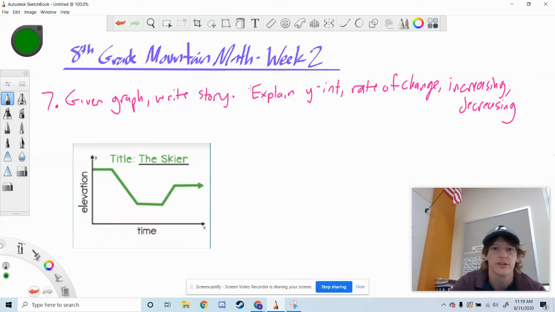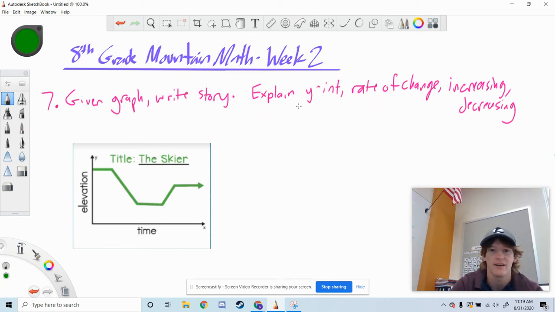Eighth grade Mountain Math, Week 2, Number 8. Our directions say, given story, sketch graph. We're not given a story on this one, so we're given a graph. It also says, given graph, write a story. So we have to take this graph here. We need to write a story.